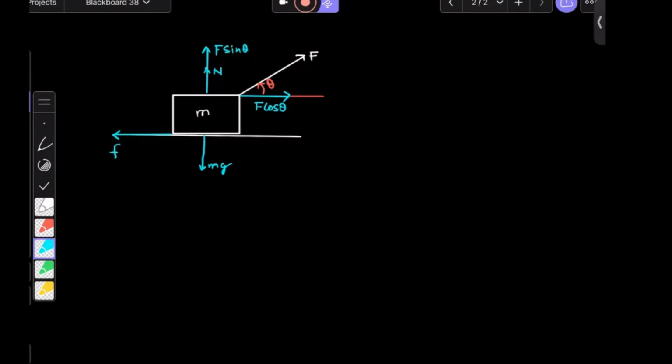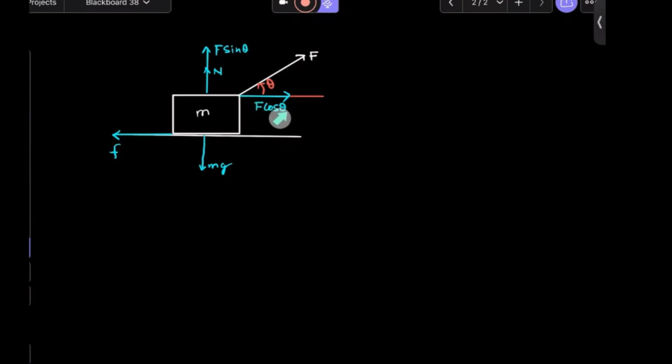Now, we are not applying that much force that we are making this block lose contact with the surface. Okay, getting the point. We are just applying force so that we are able to make this block slide on the surface without lifting it from the surface. So what you see is the force that is really making this object move on the horizontal ground is this force F cos theta, which is the component of F along horizontal.